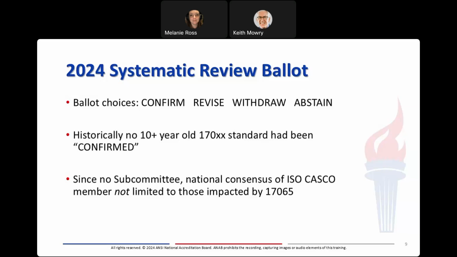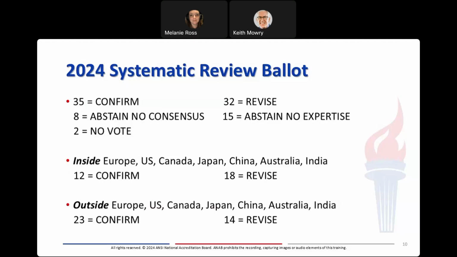So given all this, it was kind of a foregone conclusion that the systematic review ballot this year of 17065 would vote to revise, because that's what has always been done in the past. But that's not what the actual results were. And this is really interesting. For the first time, ISO CASCO members voted to confirm a standard that was more than 10 years old.